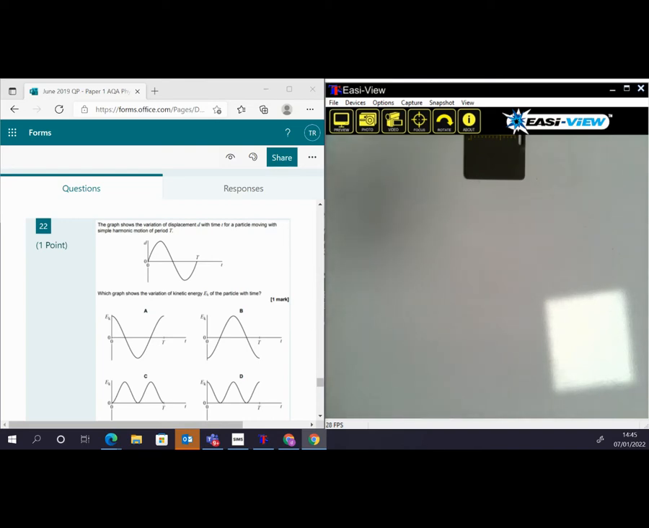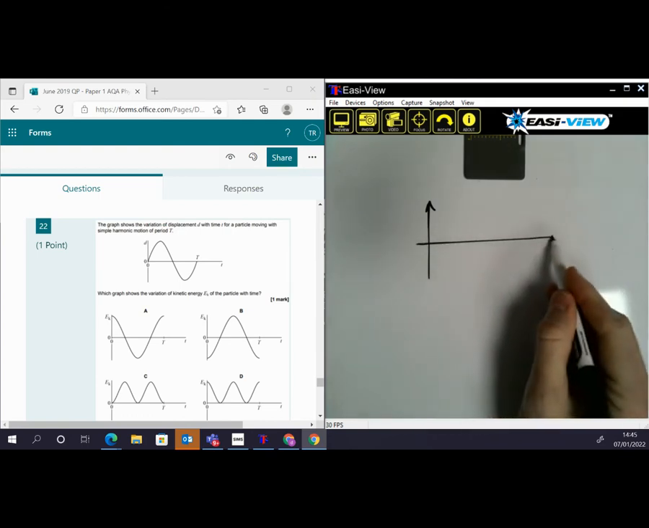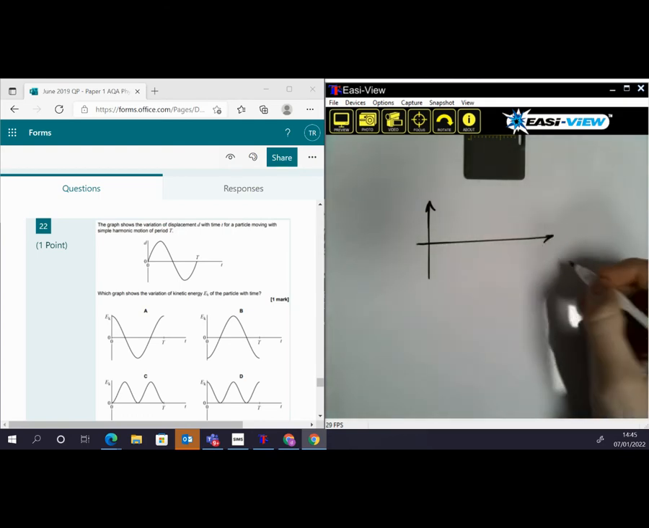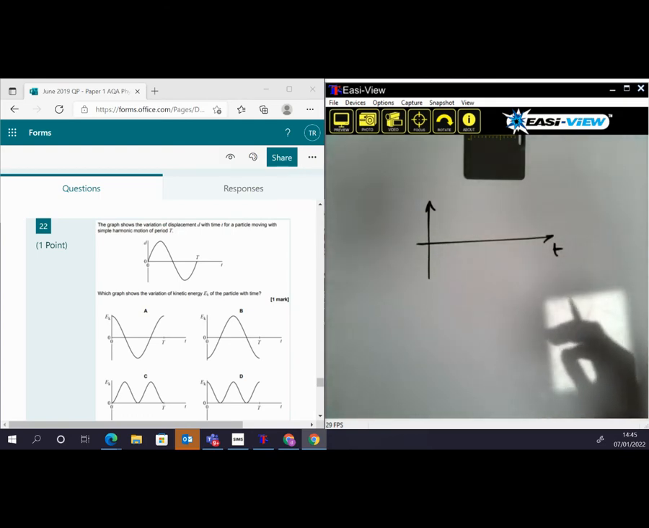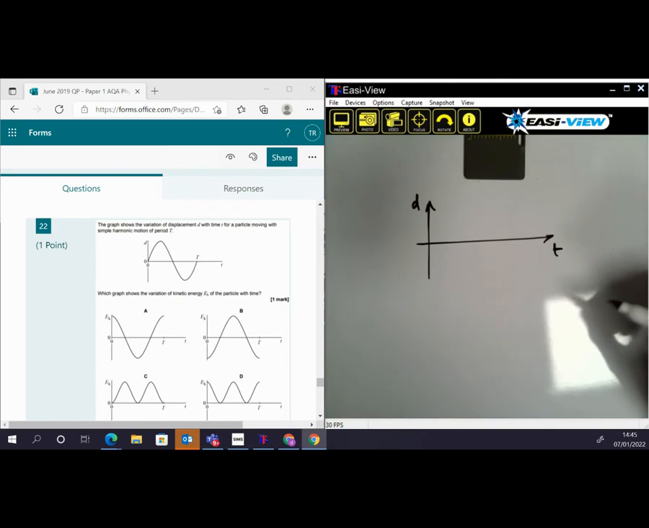This question is about simple harmonic motion and the relationship between the displacement and the kinetic energy. Now, looking at this, we're given the displacement time graph, and I have to show what that relates to in terms of the kinetic energy. My way to do this is to convert the displacement time graph into a velocity time graph, and then I will look at what happens when you square that.